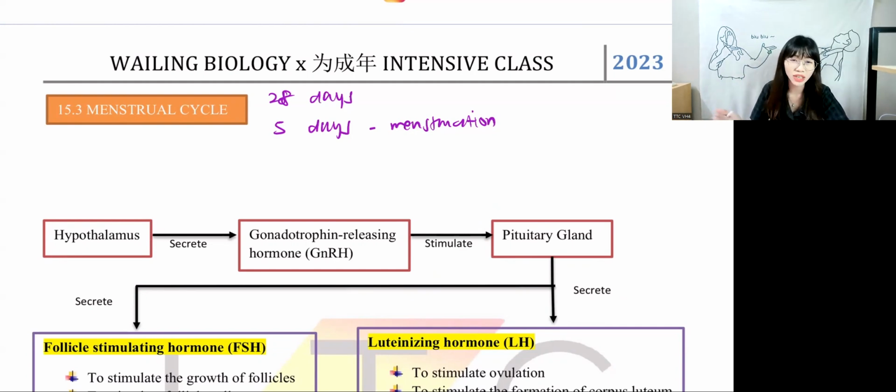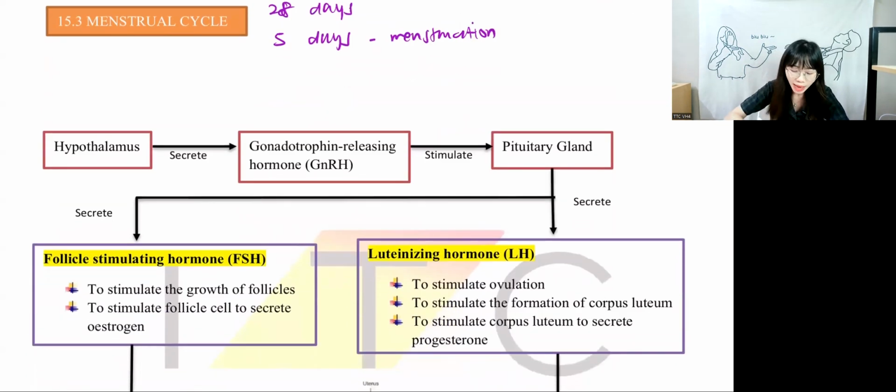So how does this cycle actually work? First, we have a place called hypothalamus. Okay, what is hypothalamus? You have to go back to Form 4 chapter 12, where we learn about the brain. The middle of the brain is called thalamus. Right below the middle part is called hypothalamus.